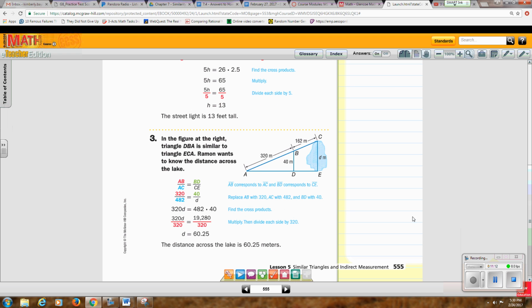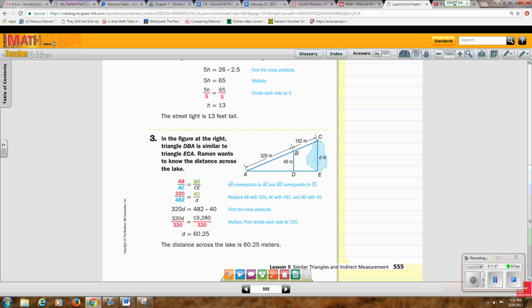Look at example 3. This one is so weird, okay? But it's not shadows, but we're still using very similar angles. We're trying to look from this point here. We know the distance here, and we know that we're going along a straight line, the very edge of the lake, all the way back, okay? So we're trying to find the distance across the lake.